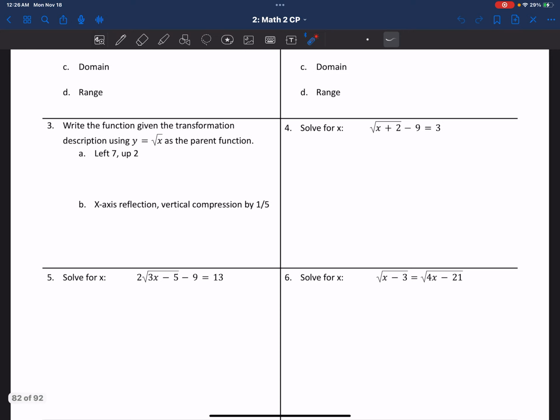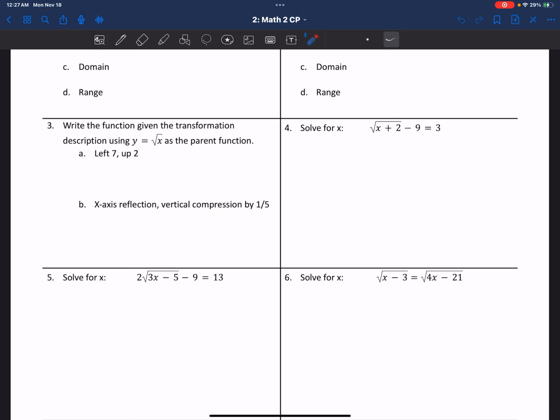All right. For number 3, now you're going to kind of work backwards. It's giving you a description, and you need to write the function. That's your equation. So this is where you would write your equation here based off left 7 up 2. So how would that change the equation here? And then you have x-axis reflection, vertical compression by 1/5.